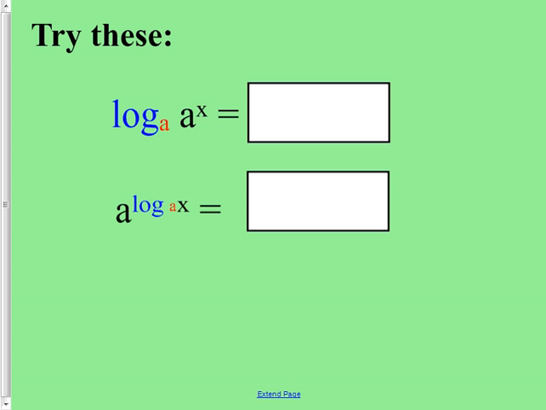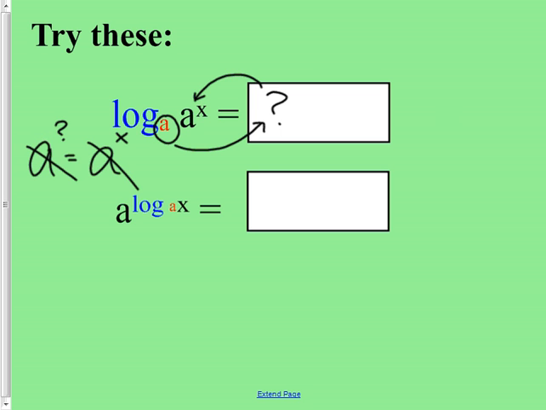Try these. You don't know what the answer is, you can put, and now there's already x in the problem, so you can put a question mark if you want, because that might be less confusing than having another x in the problem. Do you get this? It means a to the I don't know what equals a to the x. And now if the bases are the same, that has to equal x, and so the question mark must be x.